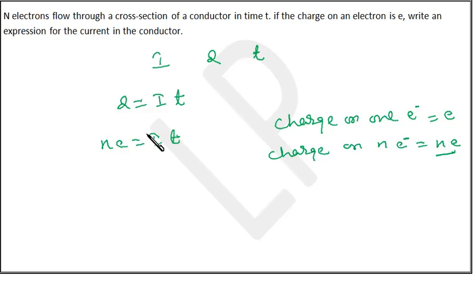Now I have to find out the expression for the current in the conductor. So I will be Ne by T. It's very simple. Q, the total charge, is equal to current into time. Charge on one electron is E. Charge on n electrons will be Ne, so the total charge is Ne that I put over here. So Ne is equal to IT. That means I is equal to Ne by T. That is the expression for the current in the conductor.